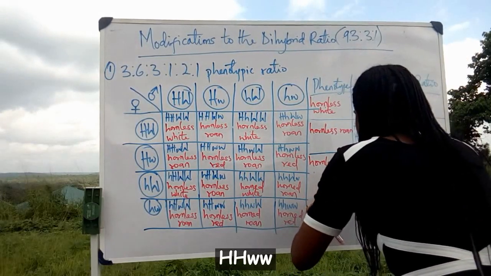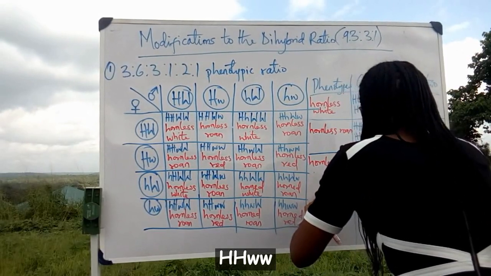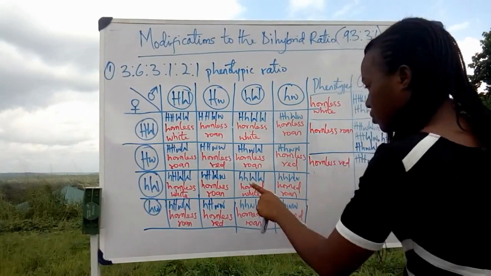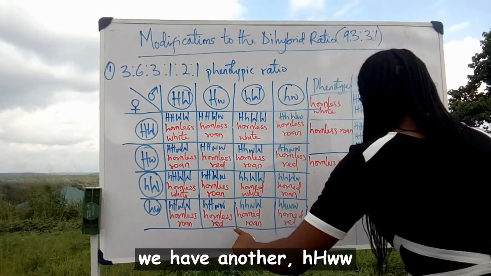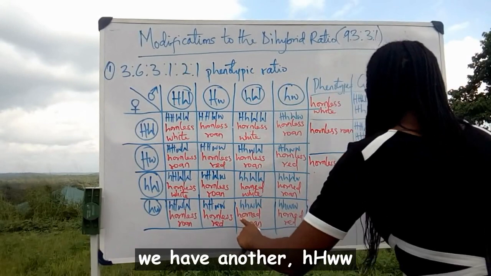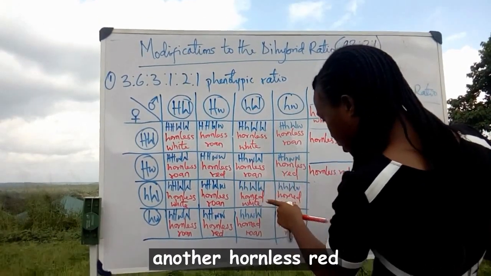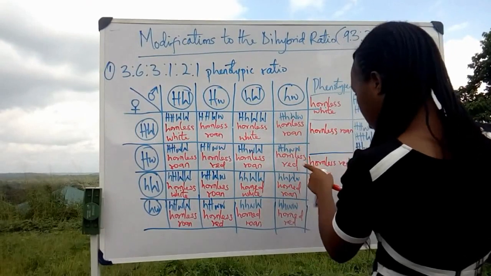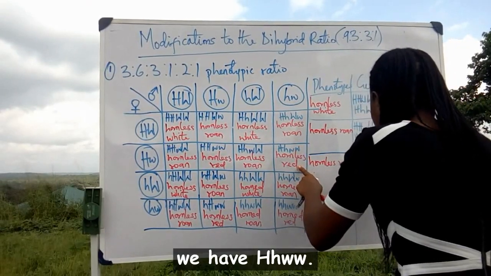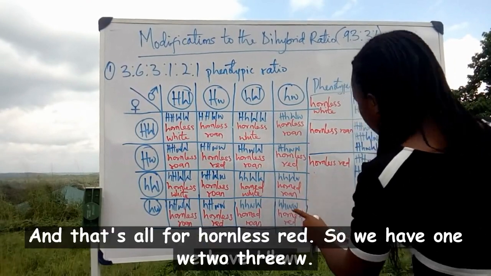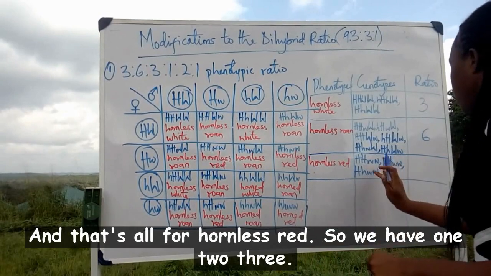Big H, small w, small w. Hornless red, yes, we have another small h, big H, small w, small w. Another hornless red, yes. We have big H, small w, small w. And that's all for hornless red. So we have 1, 2, 3.